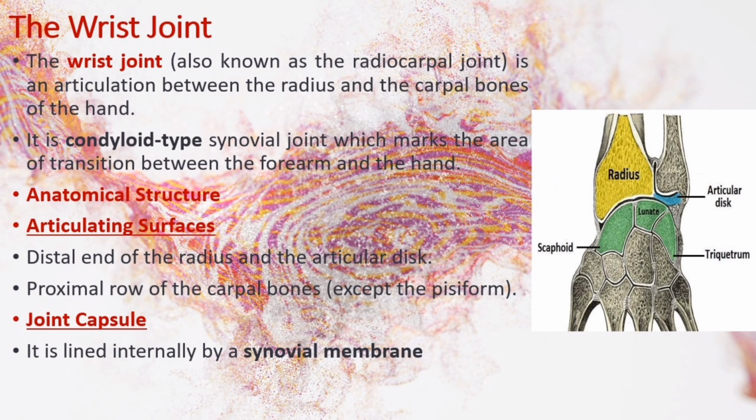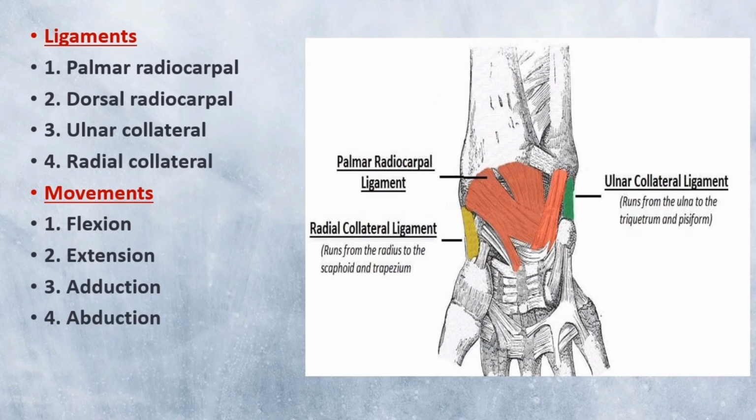Joint capsule. The joint capsule of the wrist joint attaches to the radius, ulna and the proximal row of the carpal bones. It is lined internally by a synovial membrane, which produces synovial fluid to reduce friction between the articulating structures. Ligaments. There are four main ligaments located at the wrist joint.